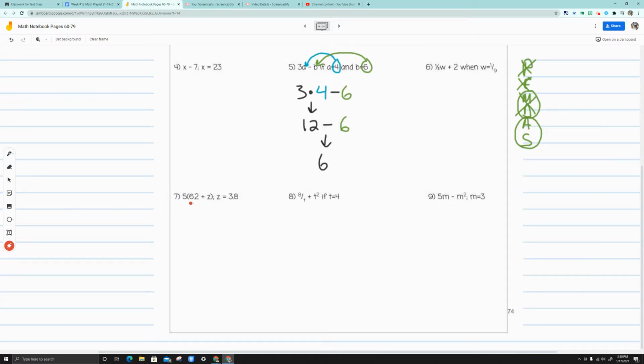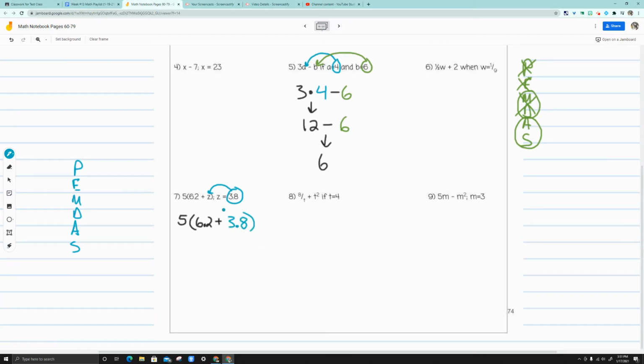Number 7 looks rough. It's not that bad, though. We have 5 times 6 and 2/10 plus z, and z equals 3 and 8/10. So, of course, like I've been doing, I'm going to take this 3 and 8/10 and I'm going to plug it into z. Also, I'm going to put PEMDAS on the side just to remind me and make sure I'm doing things in the right order. So I'm going to rewrite this expression. I'm going to write 5 times 6 and 2/10 plus z, which is now 3 and 8/10.